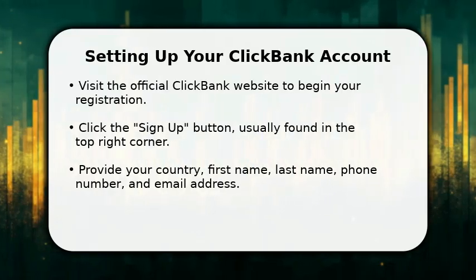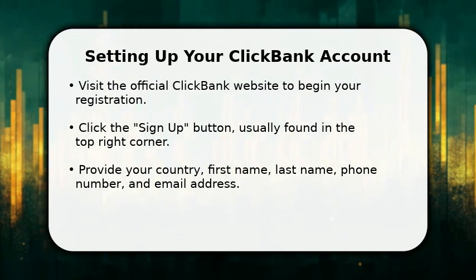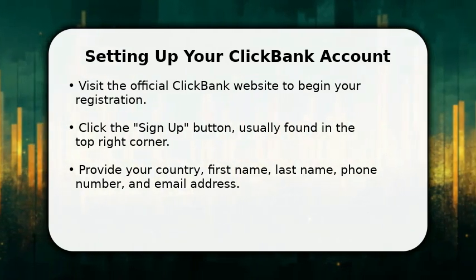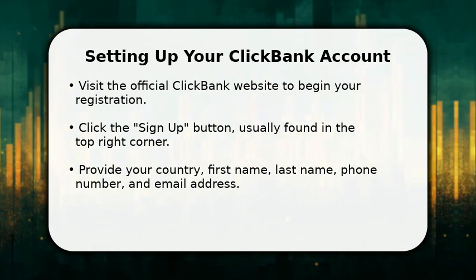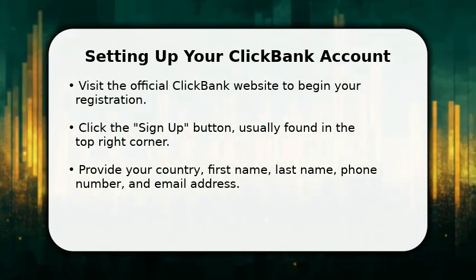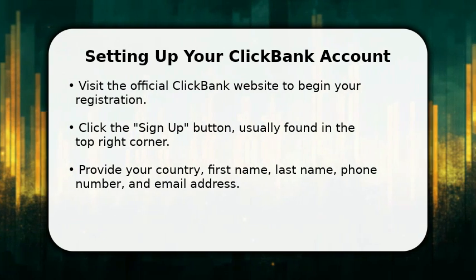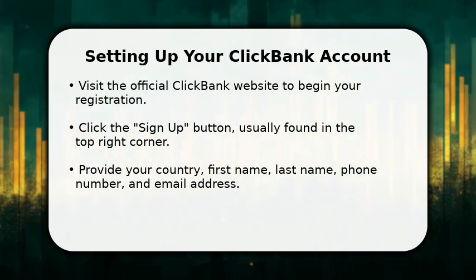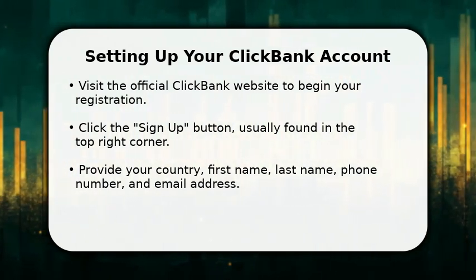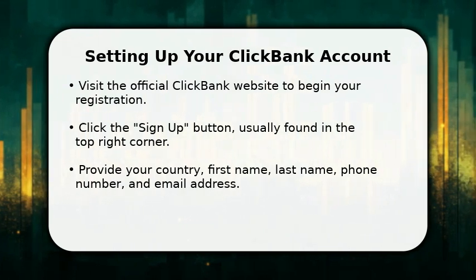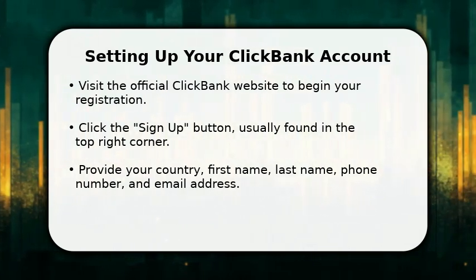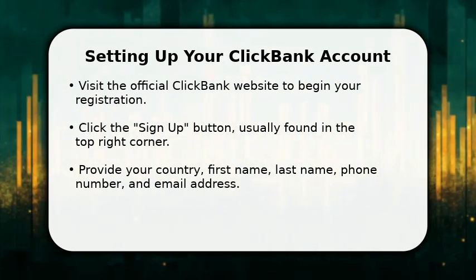In this video, I will show how to set up a ClickBank account. First, navigate to the official ClickBank website. Look for the Sign Up button, typically located in the upper right-hand corner of the homepage, and click it to start the registration process. You will then be prompted to enter your personal details, including your country, first name, last name, phone number, and a valid email address.